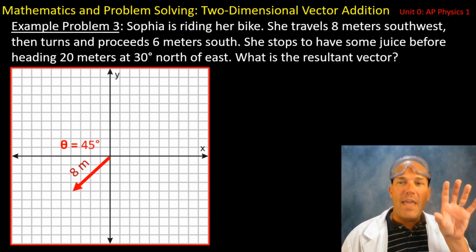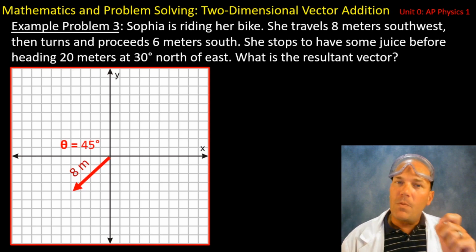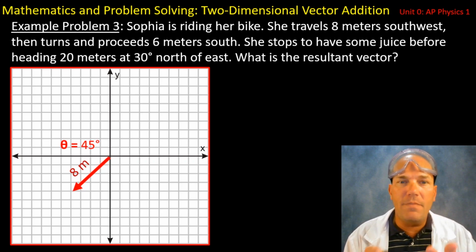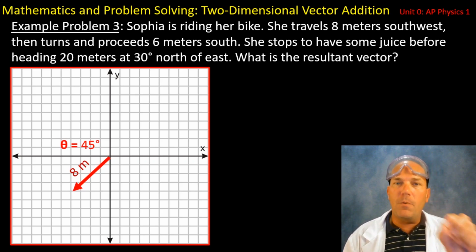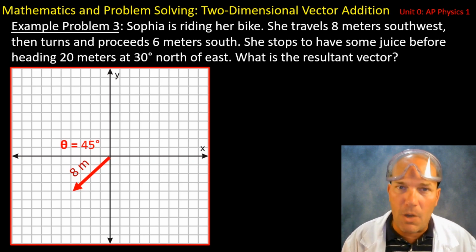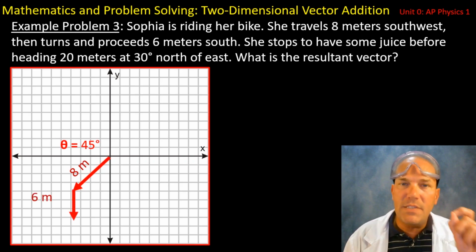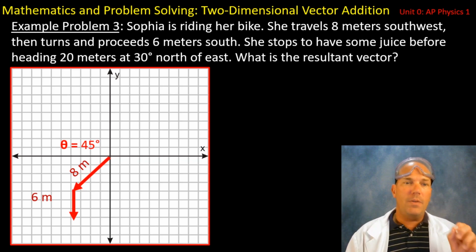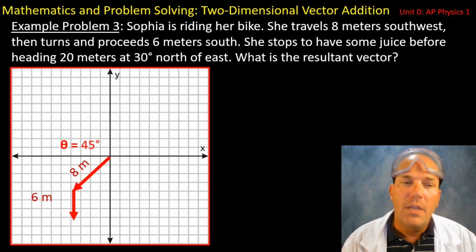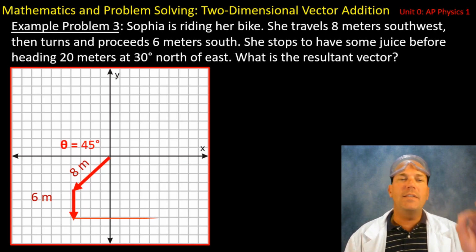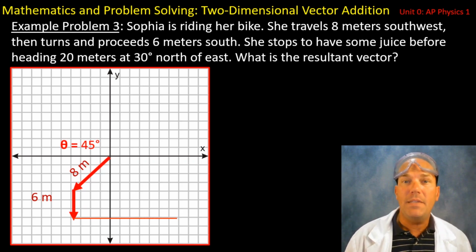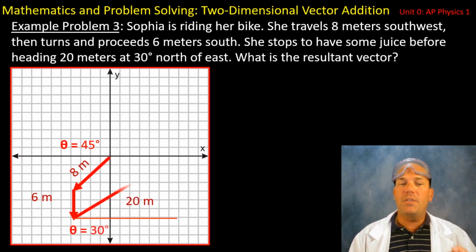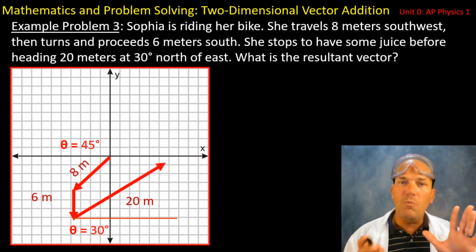First and foremost, 8 meters southwest. Well, the cardinal direction southwest implies a 45-degree angle. So she moves at a 45-degree angle southwest, as is shown. She moves then 6 additional meters, but this time she is moving due south. And in the third leg of her journey, she turns and is traveling 20 meters, but at 30 degrees north of east. So 30 degrees north of east would look like this.